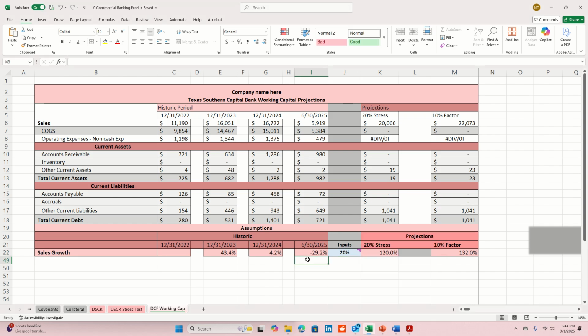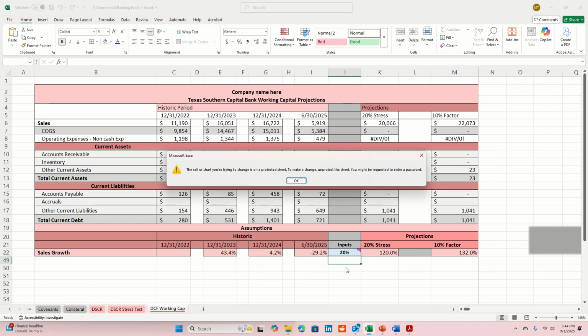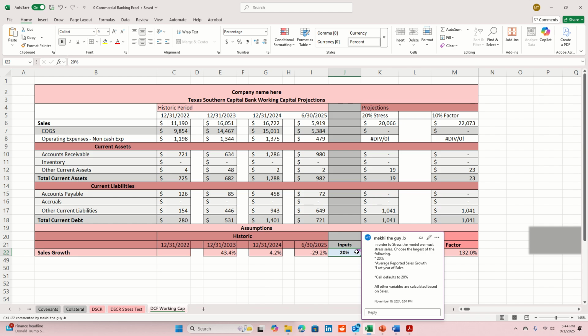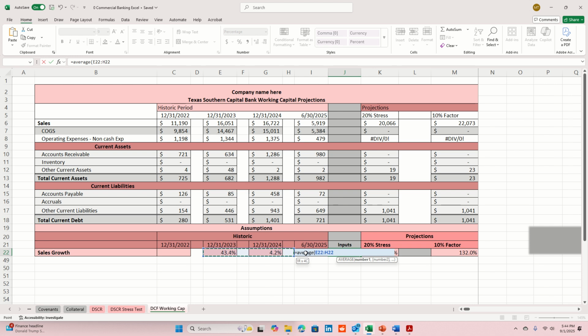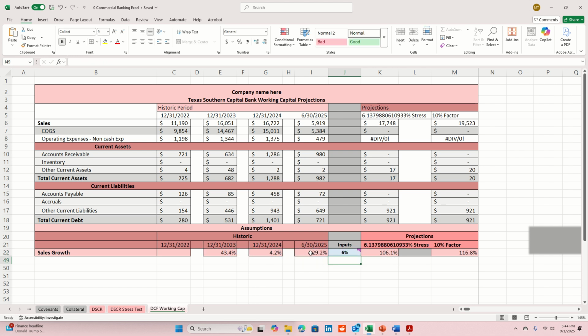So when we look at the previous periods of sales, we've got a 43% sales growth between 2022 and 2023. We've got a 4.2% sales growth from 2023 to 2024. And then as of year to date, we have a 29% sales decrease. So if we take the average, equals average, open parentheses, and we take the average of these sales, then it's going to be a 6% sales growth.